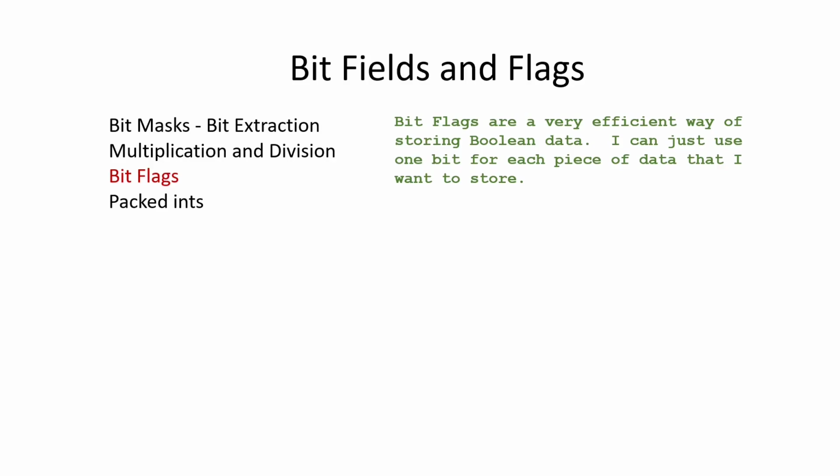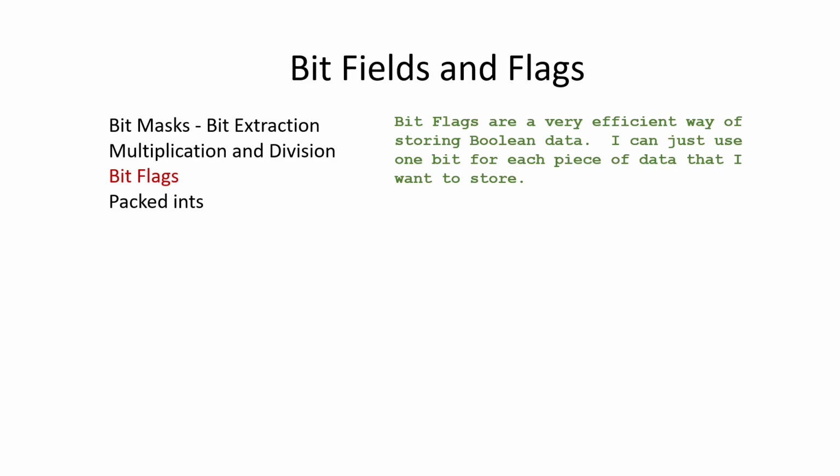So bit flags or bit fields are just a way that we can store Boolean data very efficiently. Boolean data is just a 1 or a 0 in C, true or false. I only need 1 bit for it. But C is going to use integers for that, so that's 4 bytes worth of data. I'm wasting all that space.